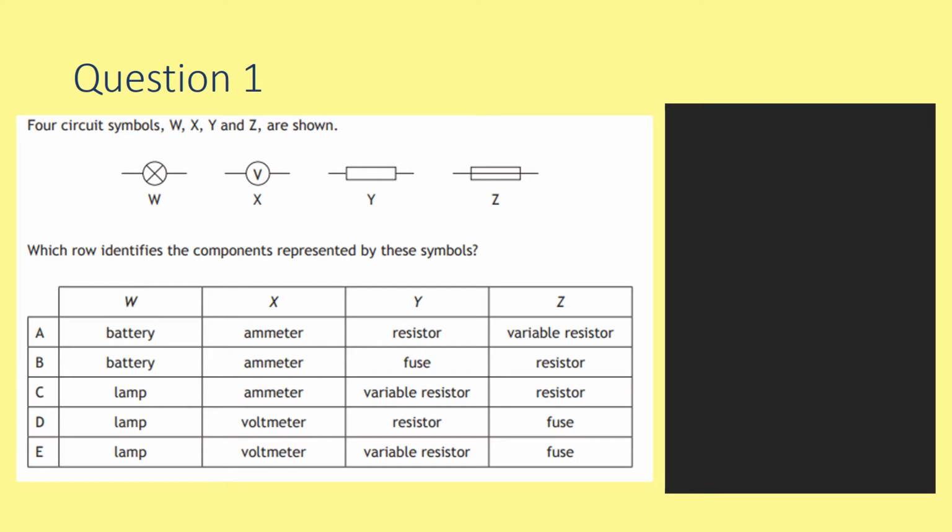Component W is a lamp, which means A and B are out. Component X is a voltmeter, which means C is out. Component Y is a resistor, which means E is out. And just to check, component Z is a fuse, which means the answer is D.